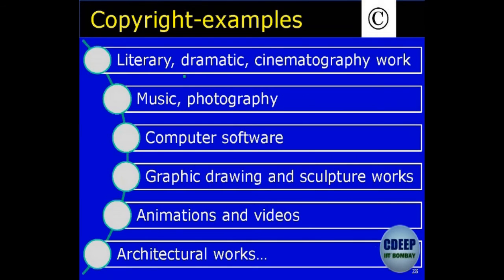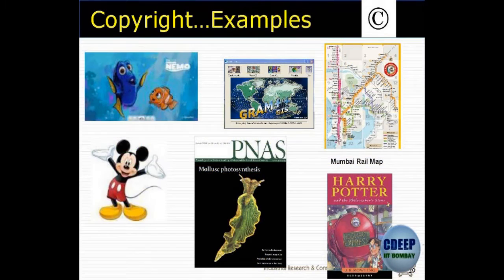Here are the examples of copyrightable works: music composition, photography, literary and dramatic works, cinematographic film, animation, videos, graphic drawing, or computer software, all come under copyright. Here are also a few examples only.